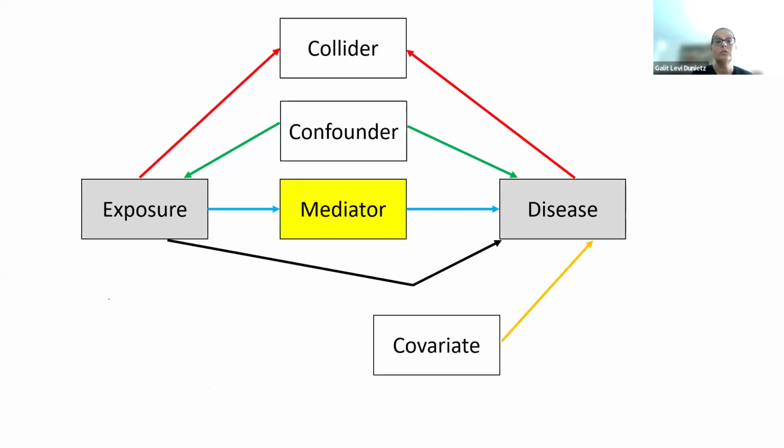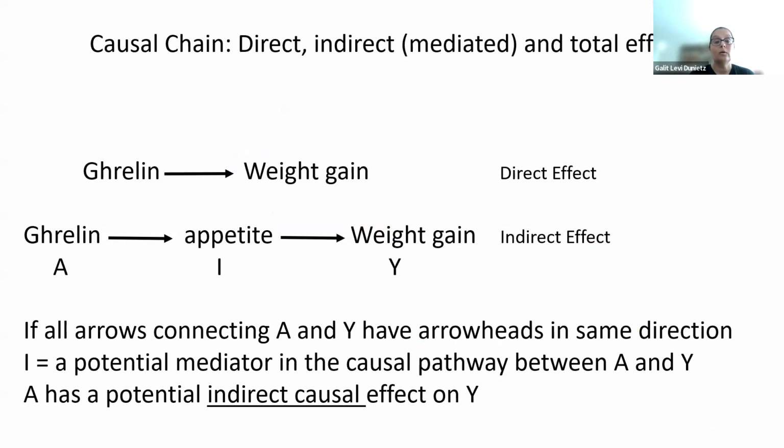So let's look at mediators, and feel free to ask questions if you have, by the way. So a mediator is a variable that lies in the causal pathway between exposure and outcome. If we look at the ghrelin and weight gain example again, you see that appetite may be the intermediate variable between ghrelin and weight gain, which means that ghrelin will impact appetite, which in turn will impact weight gain.